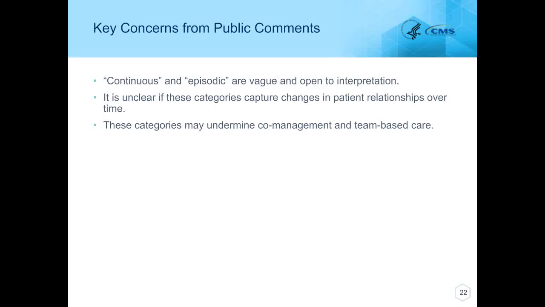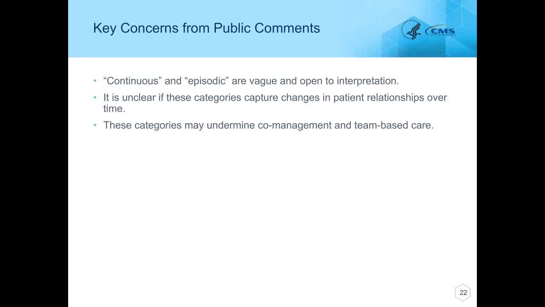With review of public comment, we'll begin this section with a few simple clinical scenarios. One of the comments regarding the PRCs was that continuous and episodic were vague and open to interpretation. It was unclear if the categories captured changes in patient relationships over time, and the categories might undermine co-management and team-based care. With the simple scenarios that we'd like to demonstrate, we want to show that the PRCs are specific, dynamic, and flexible and can address these concerns.